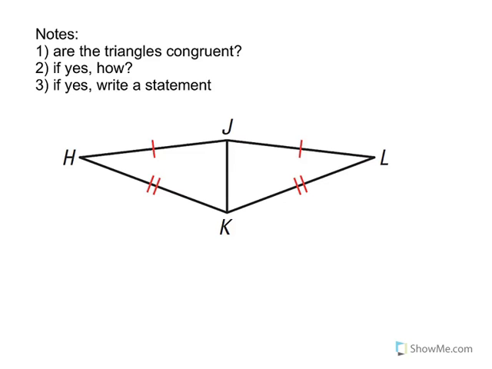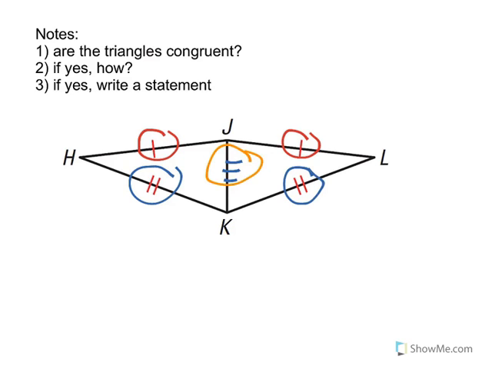Okay, so now I want to look at these sets of triangles, and I want to know if they are congruent. If yes, how? And if yes, write a congruence statement. So we have these triangles below. They have two sets of congruent sides, but they also share that side in the middle. They share JK. So they have 1, 2, and 3. They have 3 sets of congruent sides. So this would mean yes, they are congruent, and they are congruent by S, S, S.